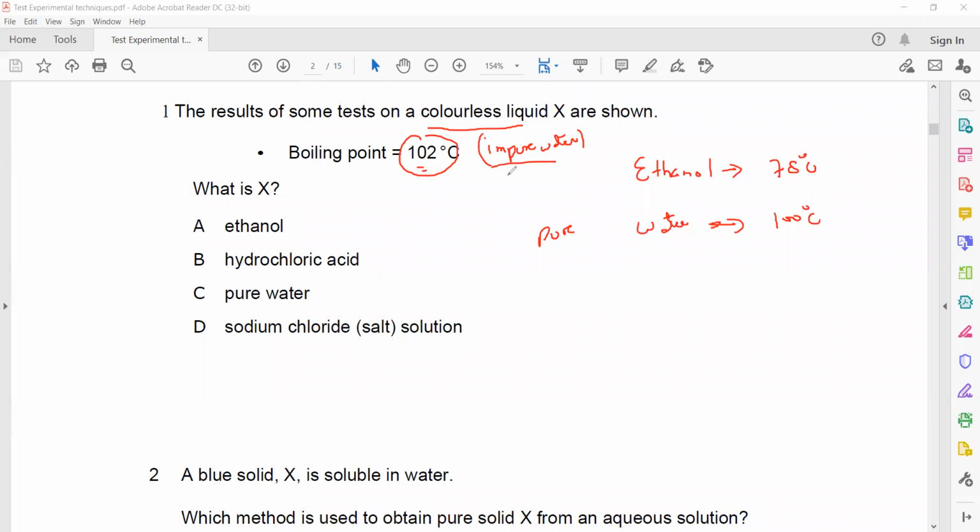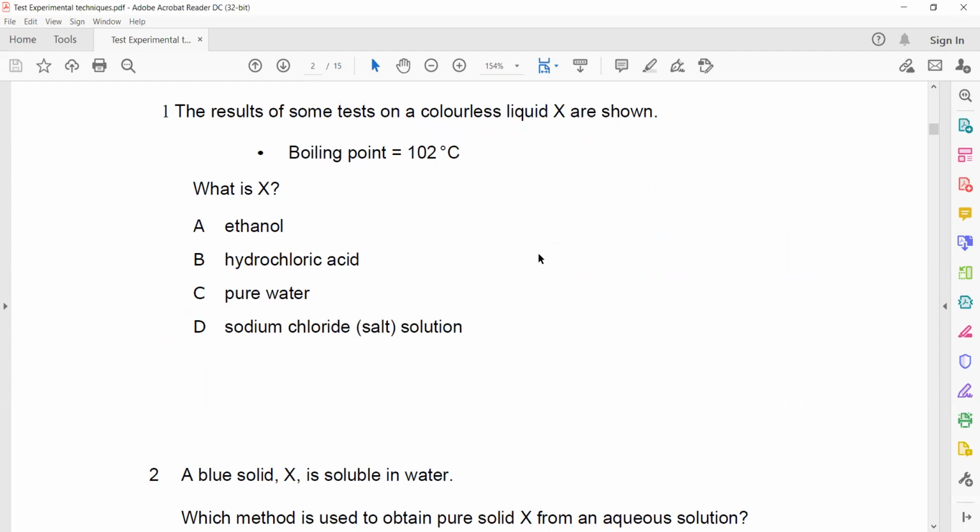And what could be impure water? Salt solution. When you add salt to water, the water becomes impure because different substances are present. That's why option D is the right answer for this. Whenever you have a salt solution, it will not boil at 100 because of the impurities. The boiling point increases, so it will be more than 100. That's why D was the right answer for question 1.